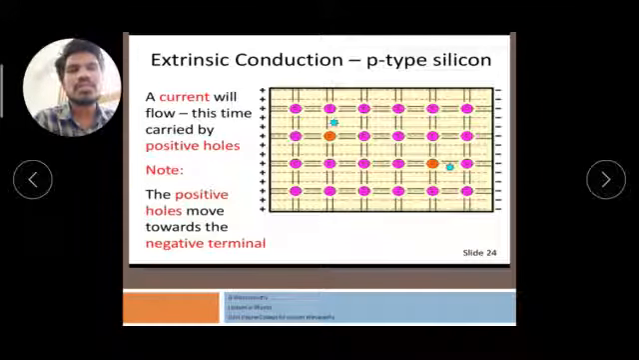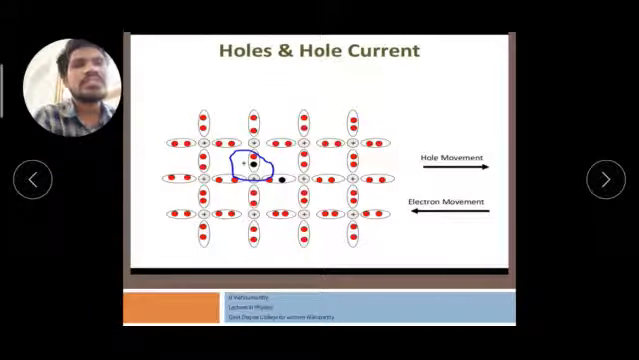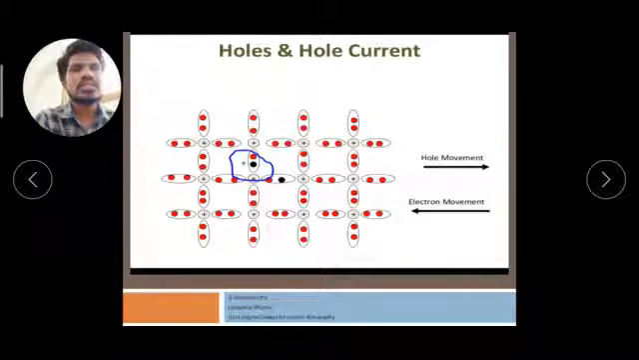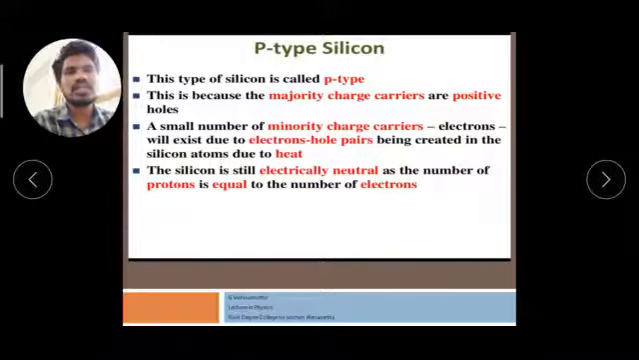Note that the positive holes move towards the negative terminal, and here you see the hole current. The holes are moving toward this side, and the electrons are moving to this side. That's why the current conduction is due to two reasons: the movement of holes and the movement of electrons. The p-type silicon, this type of silicon is called p-type.